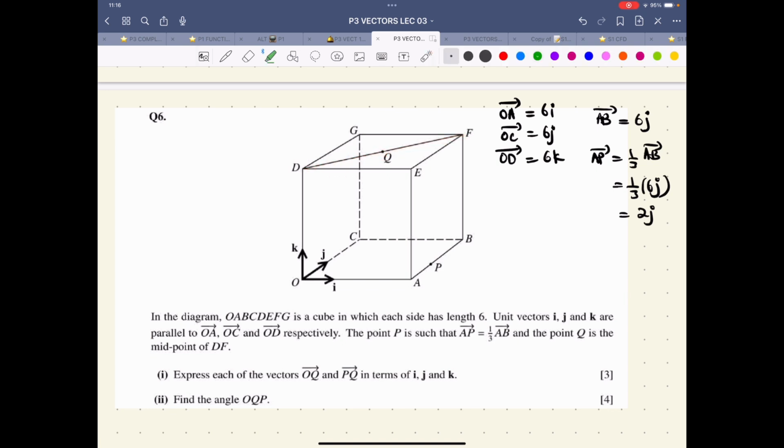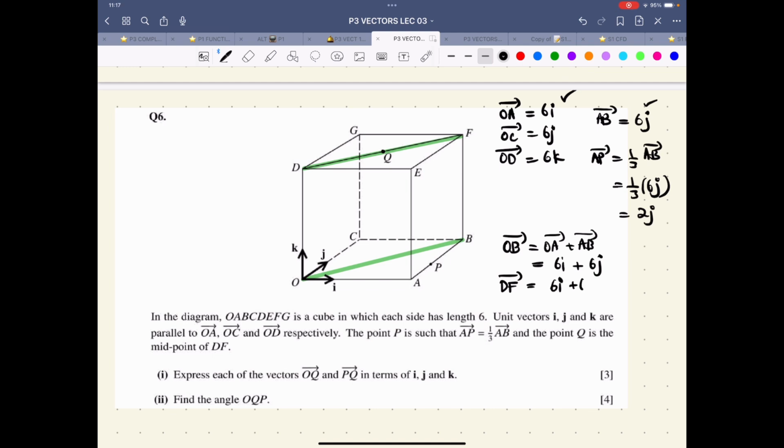Now, let me label DF with a green color. And can I say that DF is the same thing as OB? The answer is yes. Because the path that you will take, you will go from D till E and E till F. That is the same thing as O till A and A till B. So therefore, let me also write OB, that is OA plus AB. What is OA? That is 6I right over here. What is AB? That is 6J. So OB is also found. But we are interested in OQ. And Q is the midpoint. So first of all, OB is this. That is the same thing as DF. So DF is also 6I plus 6J.